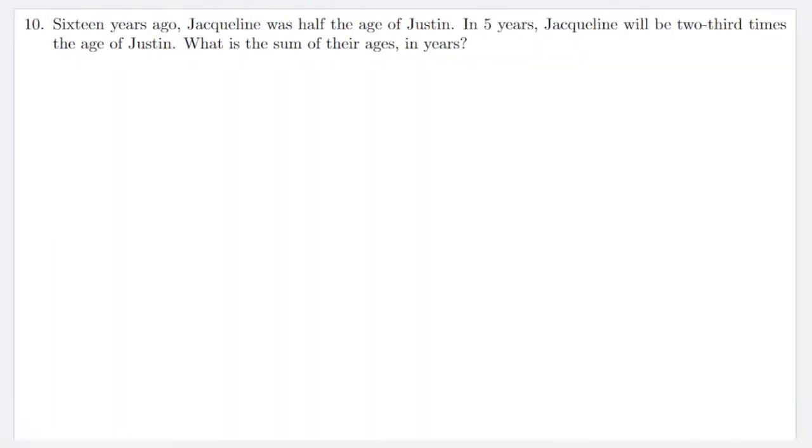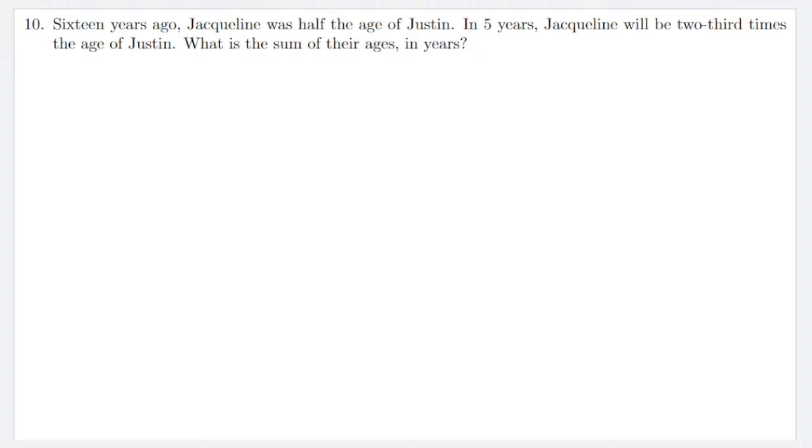Okay, number 10. So 16 years ago, Jacqueline was half the age of Justin. In 5 years, Jacqueline will be 2/3 times the age of Justin. What is the sum of their ages in years?